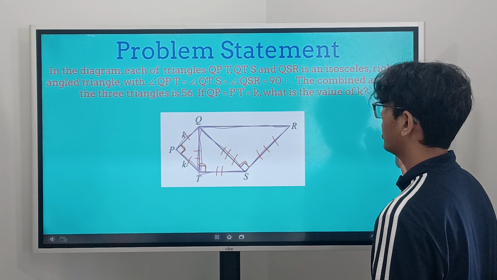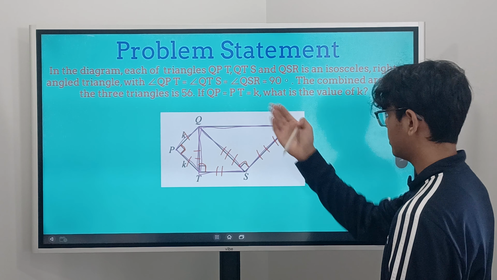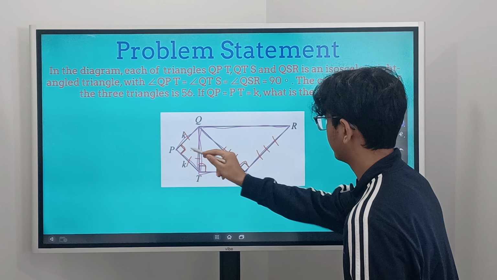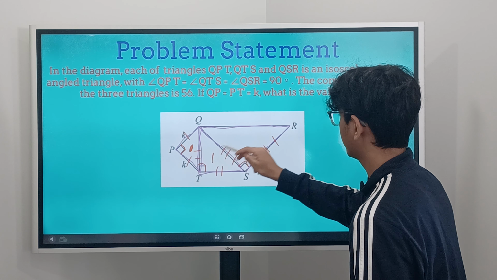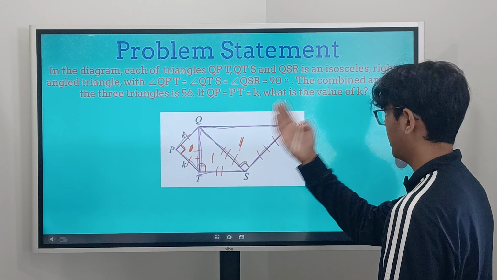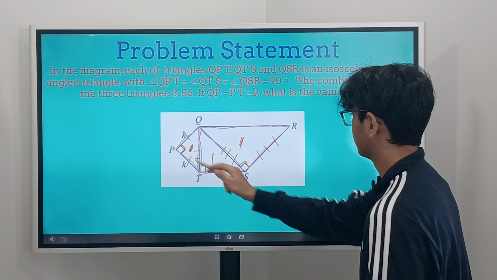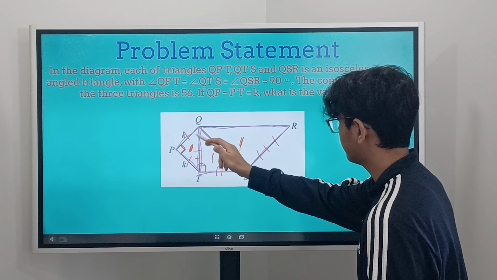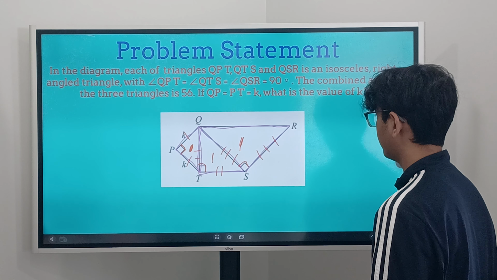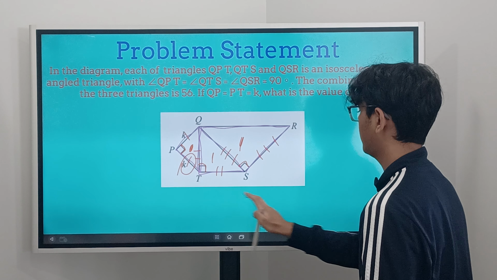So the combined area of all three of these triangles adds up to 56. If QP is equal to PT, and that is equal to K, what is the value of K? So we're going to be looking for the value of K here.